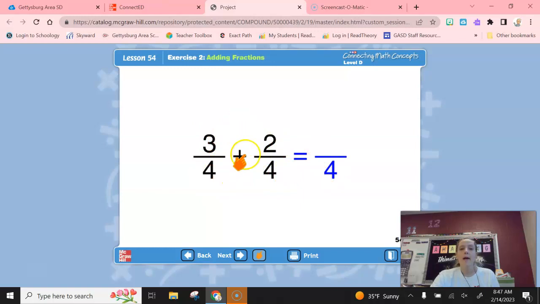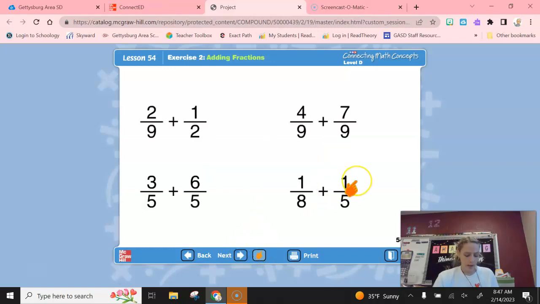And then you want to add the numerators together. So what is 3 plus 2? Correct. 3 plus 2 is 5. So if we added these two together, we would have 5/4. And again, you should recognize that this is improper, so this answer is greater than 1. All right, looking at these.